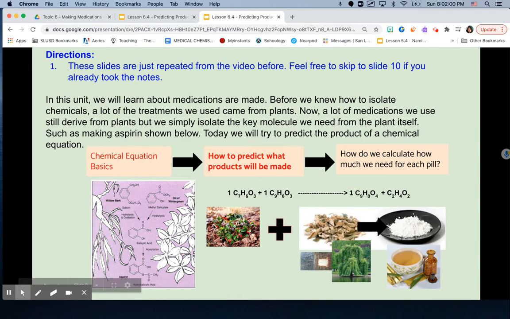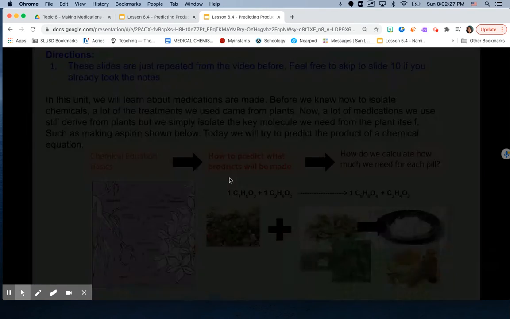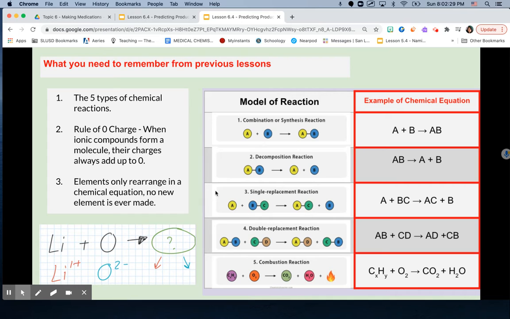So far we've been talking about how medications are made. We know the basics of a chemical equation, which looks like this. This is essentially our recipe for how to make something in chemistry. And additionally, our next step is to be able to figure out, okay, if I mix this and this together, how do I figure out that these are the two things that I'm going to make, right? So that's our goal for today.